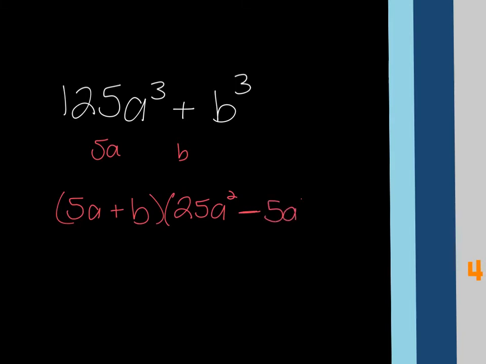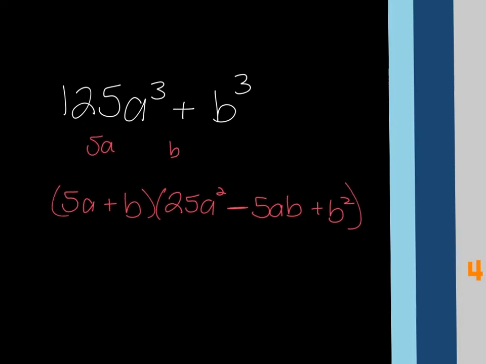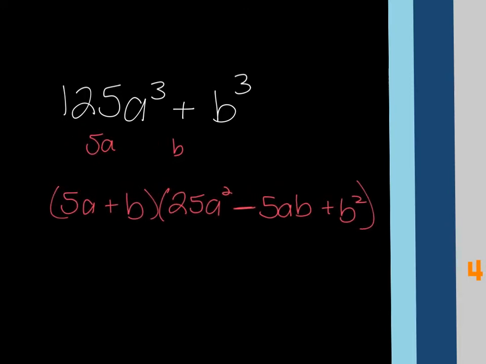So 5ab. And then the last term, b squared. And it's always positive because we're squaring something. So it will always be positive, whether that term was positive or negative. When you're identifying the a and the b, you cube root each of those terms.